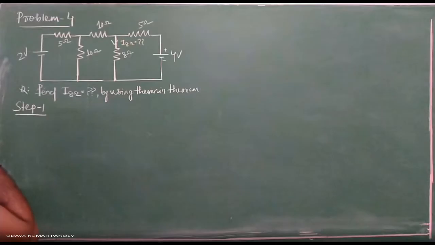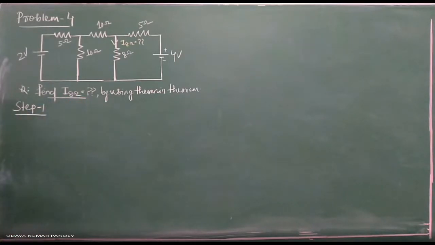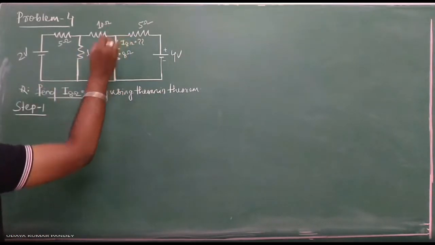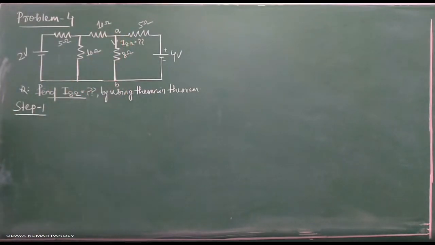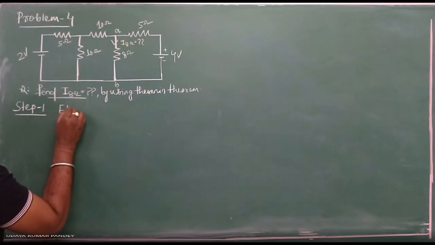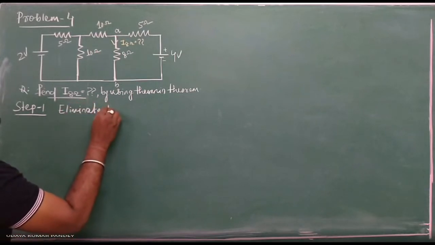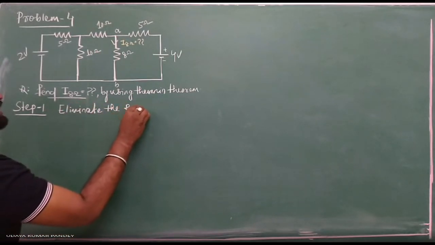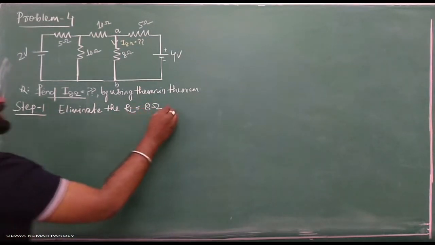Okay. Then first, as per the rule, I have to omit. I am asked here to find I8 ohm, which means I have to calculate the current in this branch. Suppose this branch is named A and B. Is it okay? Then according to step one and rule number one, I have to eliminate the load resistance, that is equal to 8 ohm. Then redraw the circuit.